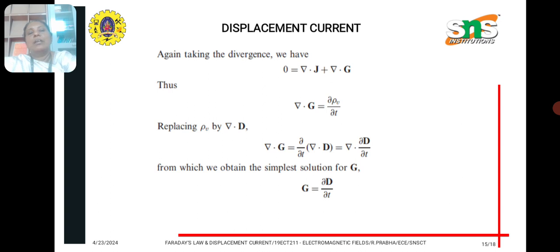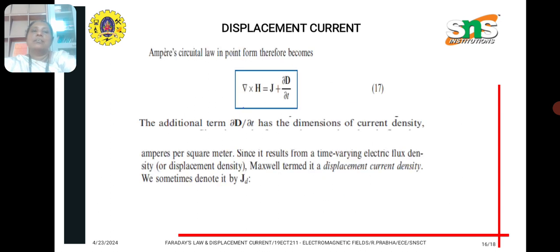So here we conclude del dot G is dou rho v by dou t, and this G is given by dou D by dou t. We know D is the electric flux density. So finally we can write Ampere's circuital law in point form. It is del cross H is equal to J plus dou D by dou t. So this is one of the Maxwell's equations, and here J is called the conduction current density, dou D by dou t is called displacement current density. So the magnetic field is due to two types of current densities: conduction current density and displacement current density.